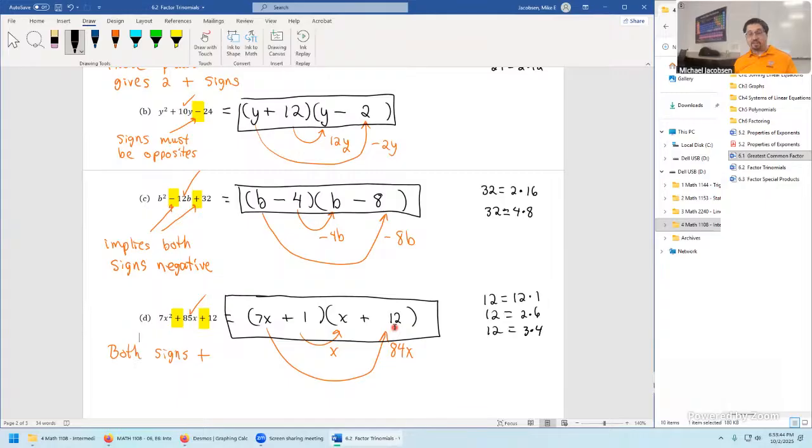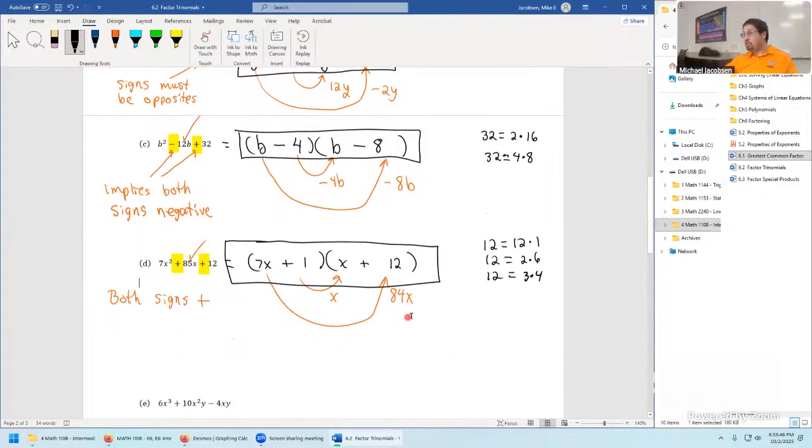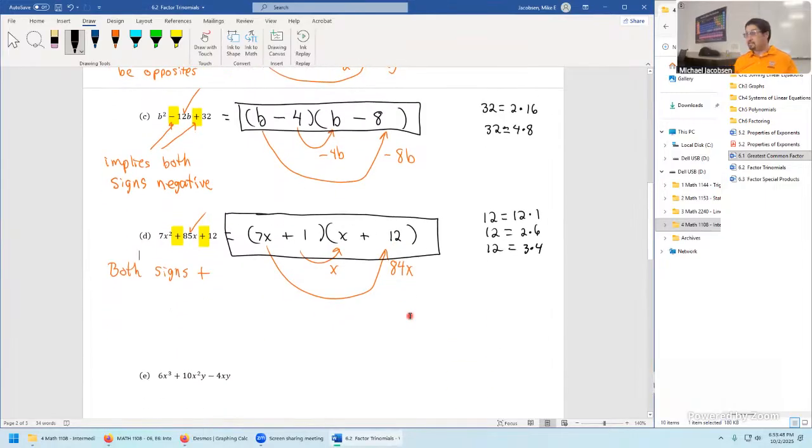Well, that's factoring trinomials so far. Any questions with these at the moment?